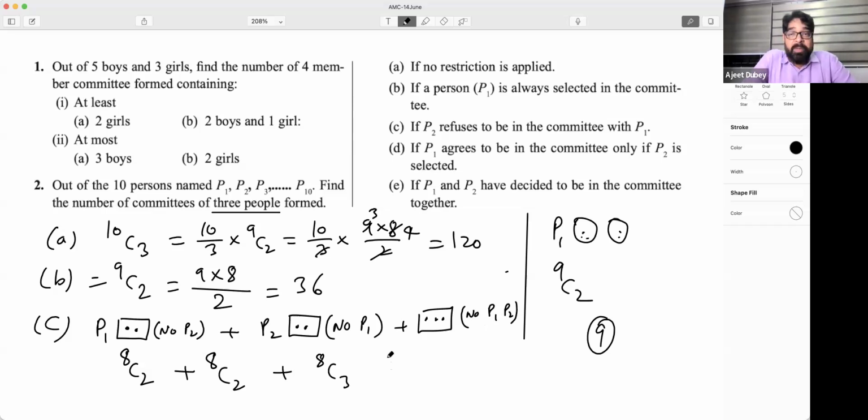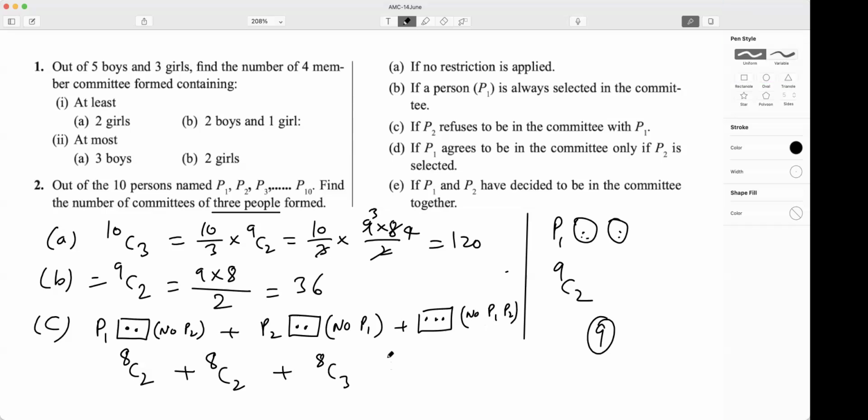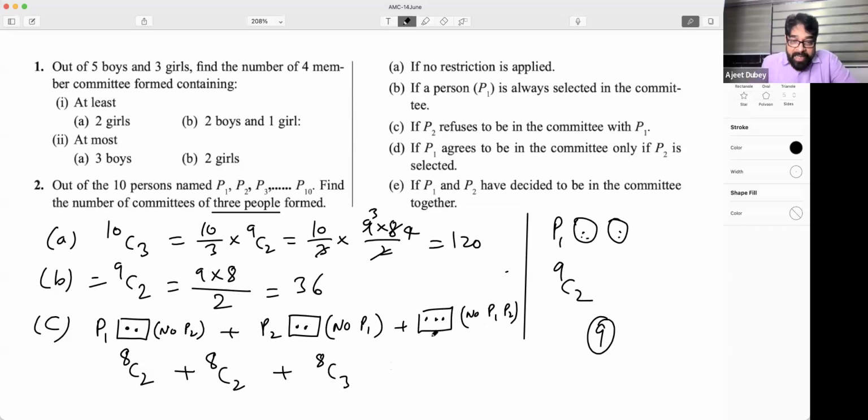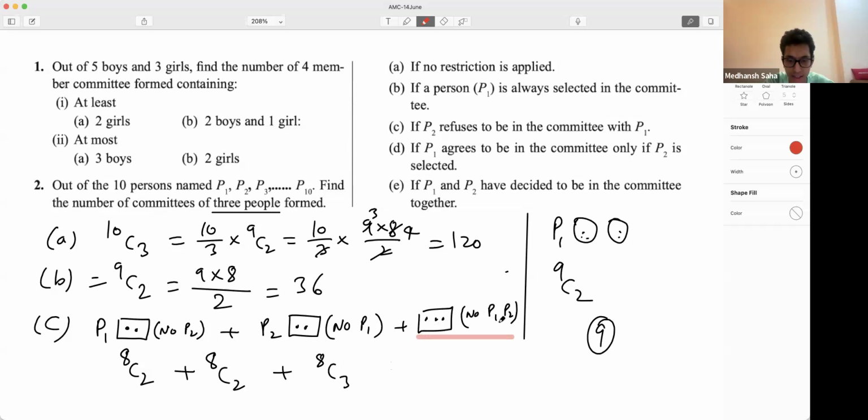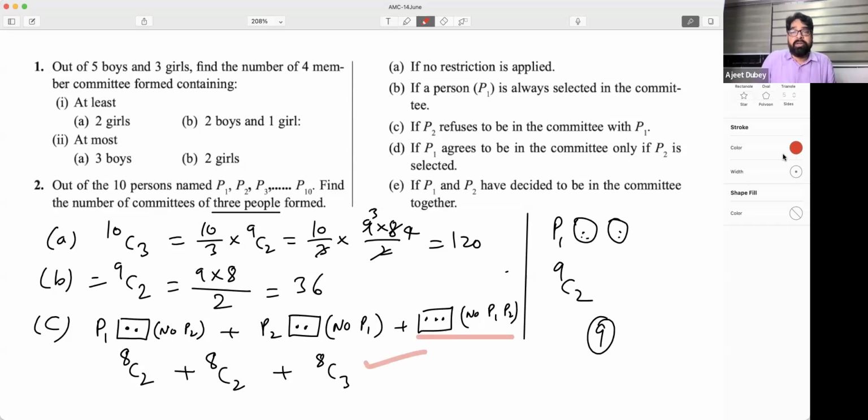Sir, I did not understand the 8C3 part. Check it here. What does this part mean? I want 3 people, but P1 and P2 should not be in those 3 people. So first remove P1 and P2. How many people are left? 8 people. From those 8 people, I need 3 people. Got it? So that is the 8C3. I'm not calculating the value; all of you can do that part.